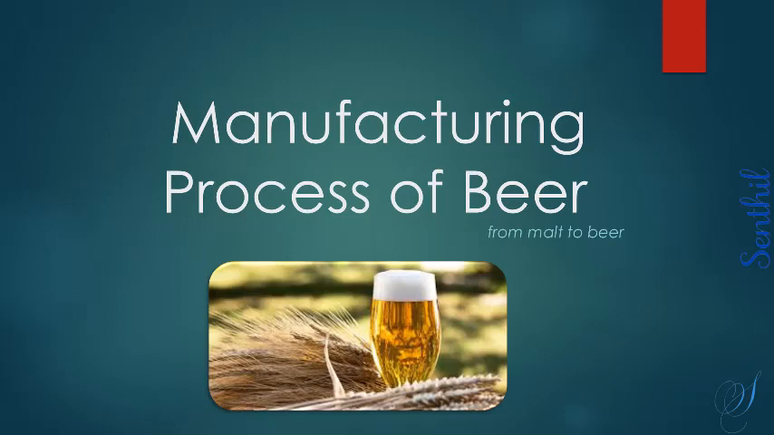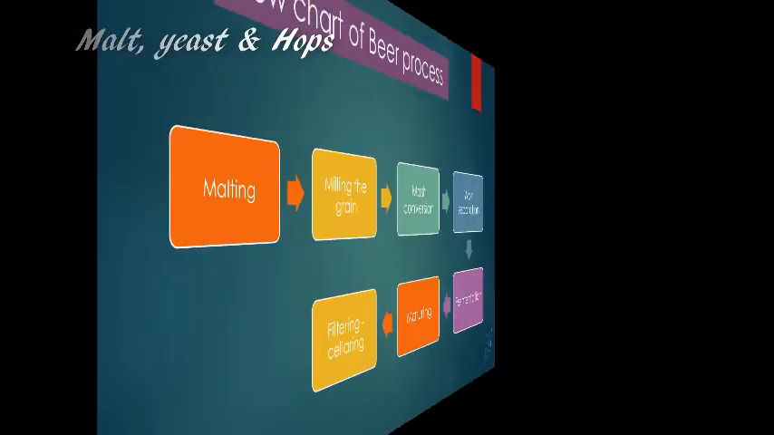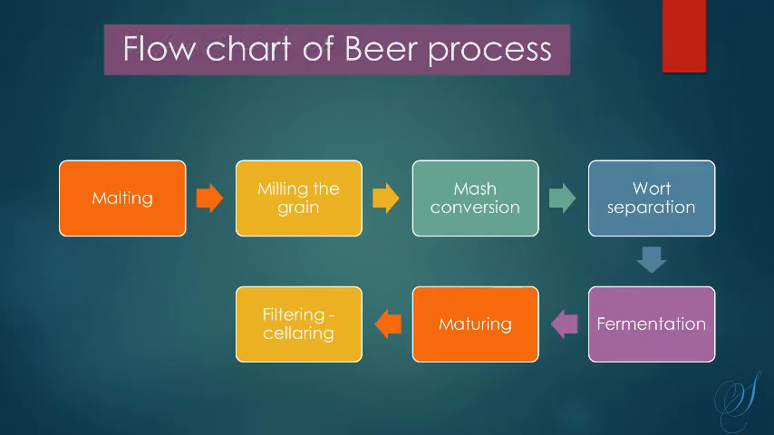In this video, we are going to see about the manufacturing process of beer. Already we saw about the introduction and major ingredients of beer. They are malt, yeast and hops in the previous video. Beer manufacturing is a bit different from other spirits. It is manufactured by the brewing method.